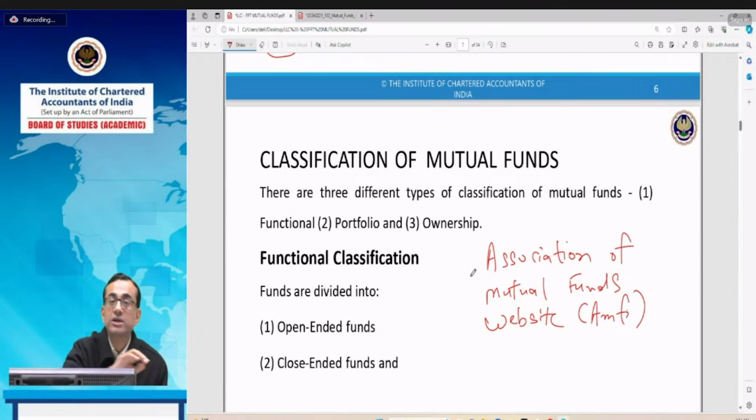It is regulated by SEBI, but the Association of Mutual Funds is not a regulator. It is a facilitator. So it is to help or facilitate the investor. Every piece of information regarding mutual funds one can get from the Association of Mutual Funds site. So the Association of Mutual Funds basically works as a facilitator.